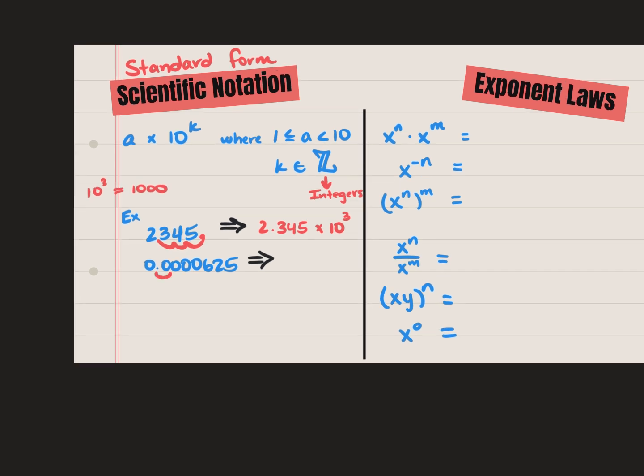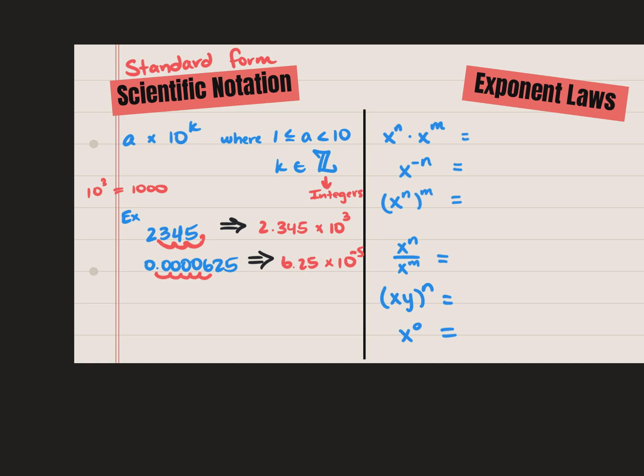I can go in the opposite direction too. So if I move my decimal 1, 2, 3, 4, 5, I'm going to get 6.25 times 10. But my number is technically supposed to be smaller. 0.0000625 is smaller than 6.25, which means if I'm going to be multiplying by 10, I really need to be dividing by 10, and I can represent that with a negative exponent, which we'll see in our exponent laws off to the right side. I moved my decimal 1, 2, 3, 4, 5 times, so that's 10 to the negative 5.